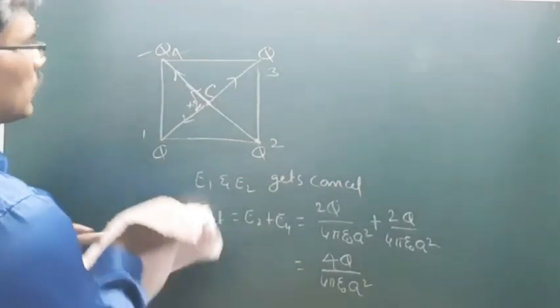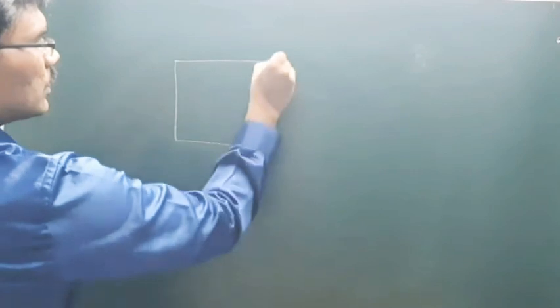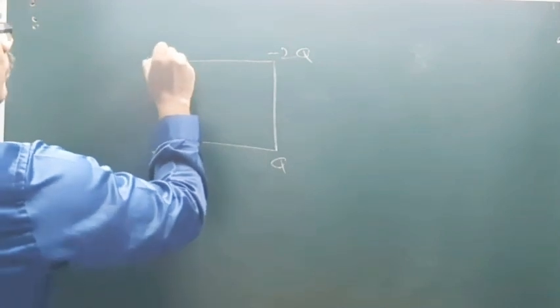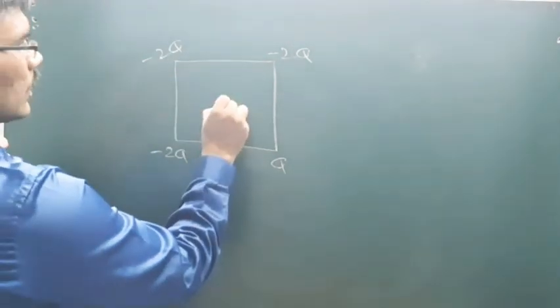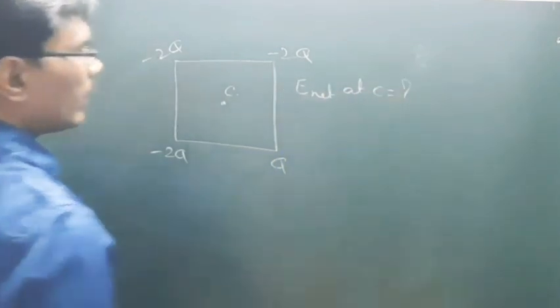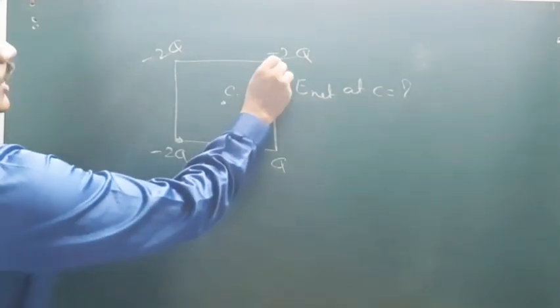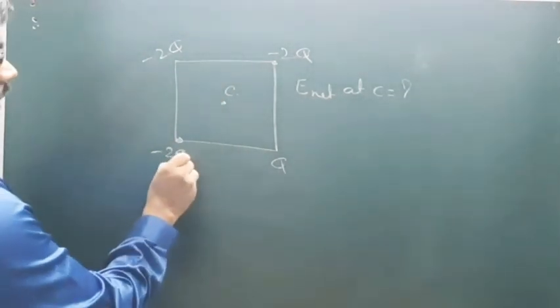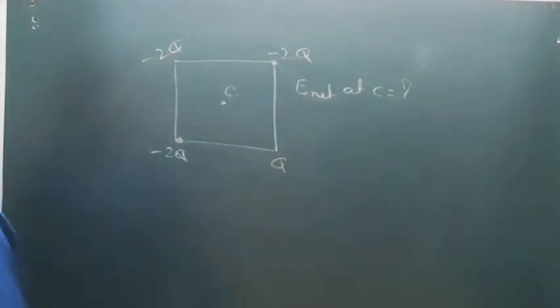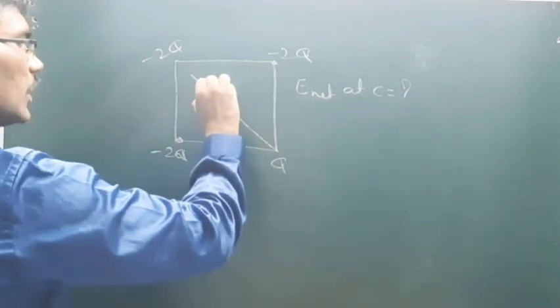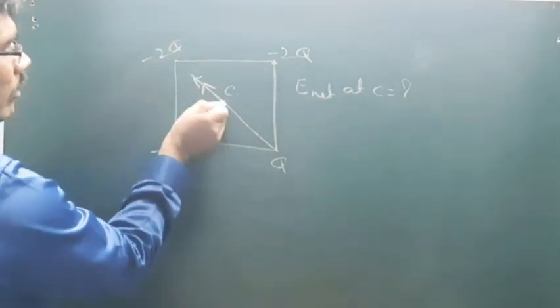Right. Now, suppose another distribution is there like this: minus 2Q, here Q, minus 2Q, here minus 2Q. What is the net electric field at point C? Whenever a square distribution is there, always see the diagonally opposite charges. Minus 2Q and minus 2Q, therefore these two fields get cancelled. Now plus Q is there, here minus 2Q is there. Due to the positive charge, the field will be in this direction, and due to the negative charge also, the field will be in the same direction.